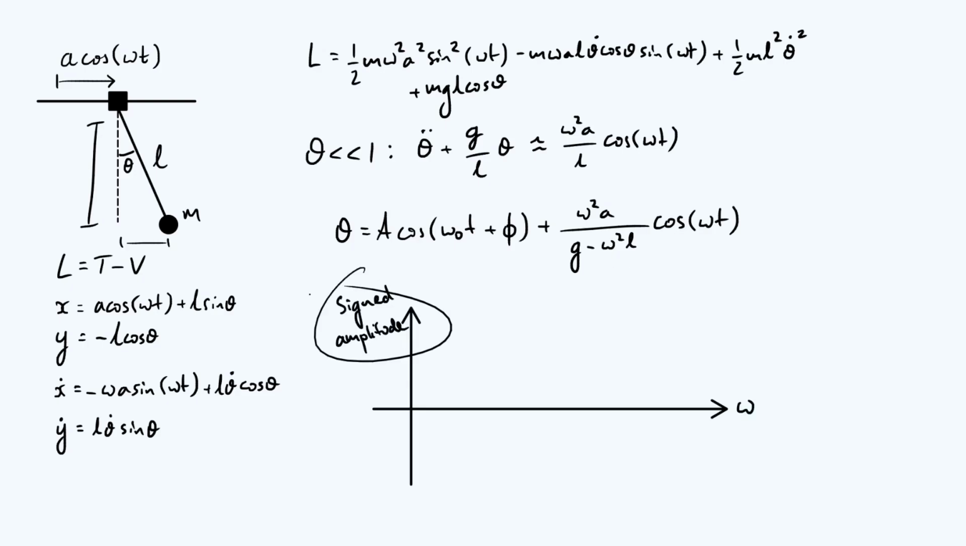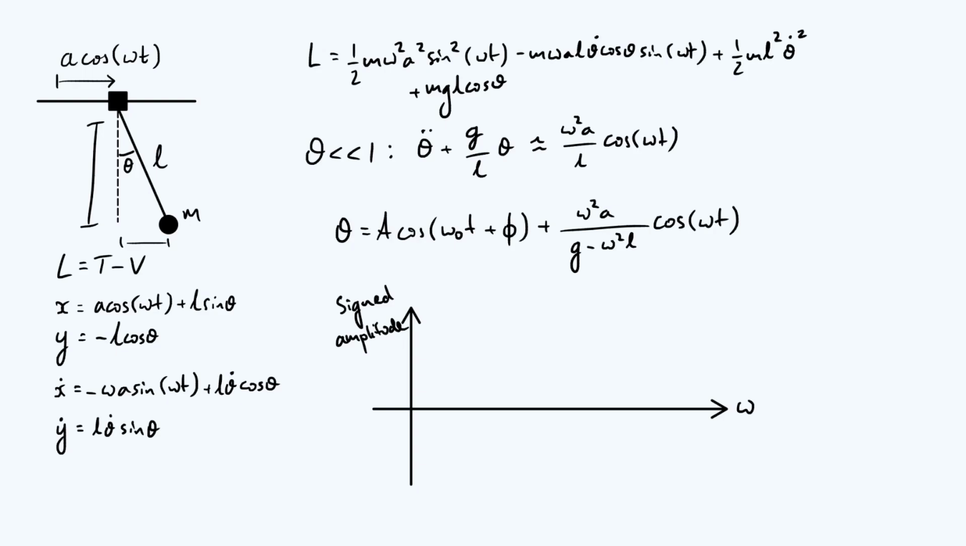I've called my y-axis signed amplitude because amplitude usually implies a positive quantity. This quantity here can be either positive or negative. When it becomes negative, that just means the oscillations are 180 degrees out of phase with the driving oscillations, but I'm lumping that into a single quantity and calling it the signed amplitude. So how does this thing look as a function of omega?